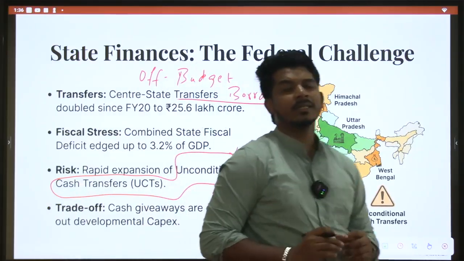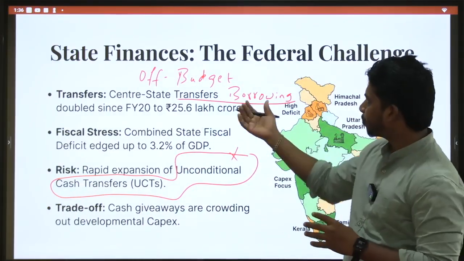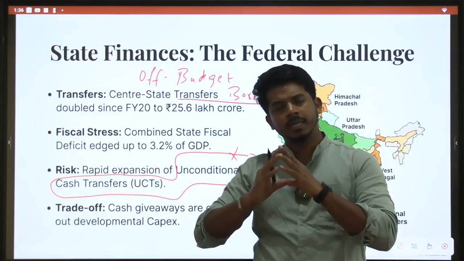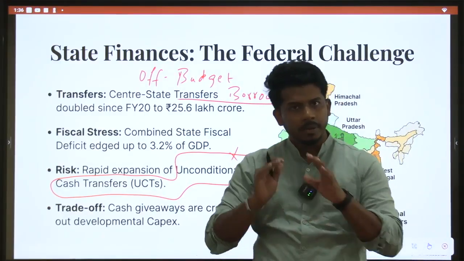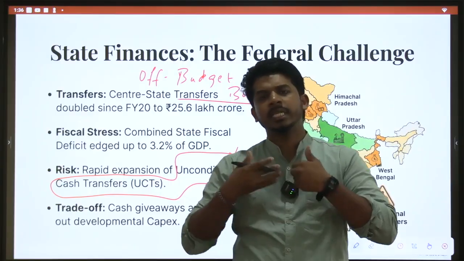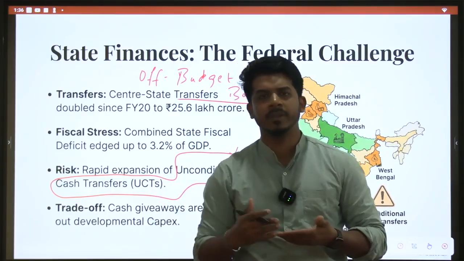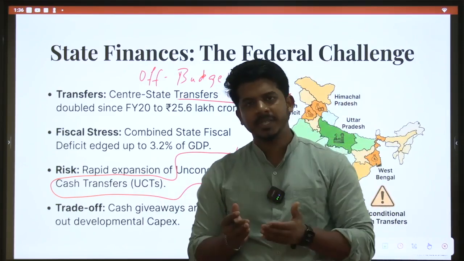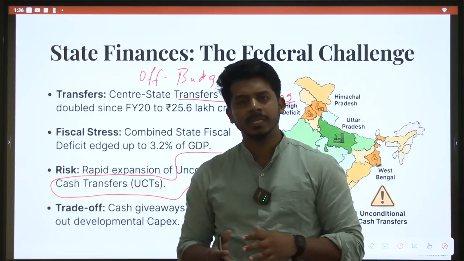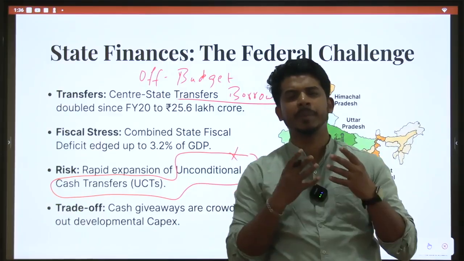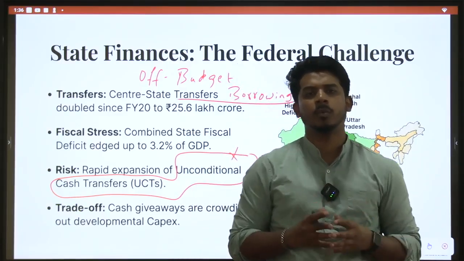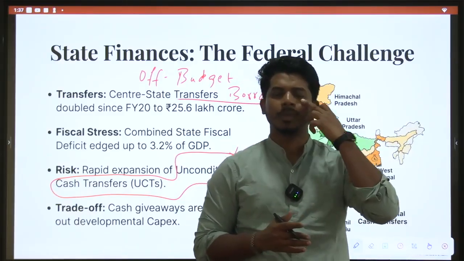So what is off-budget borrowing? Take a state government, let's say the state of West Bengal. It will produce a budget. It will give a statement saying that these will be my revenues, these will be my expenditure. So this is my fiscal deficit. My fiscal deficit is, let's say, 4% of my GSDP, gross state domestic product. So I am taking this 1 lakh crore in loans.